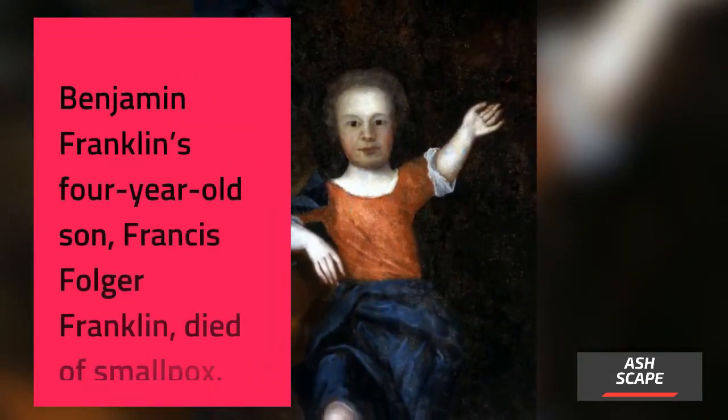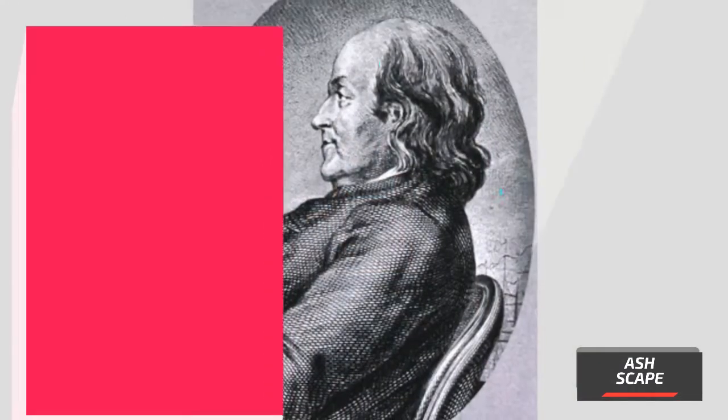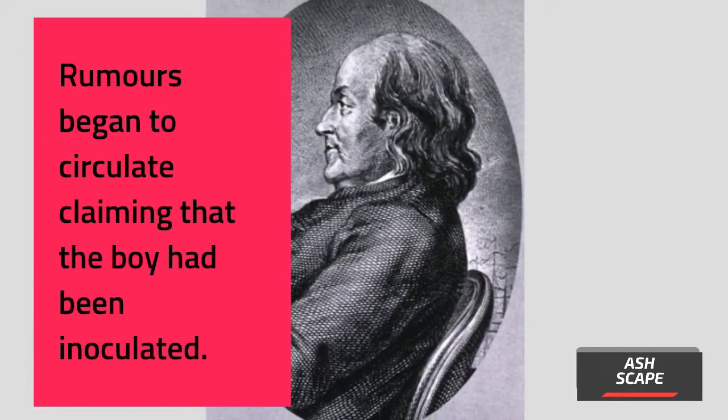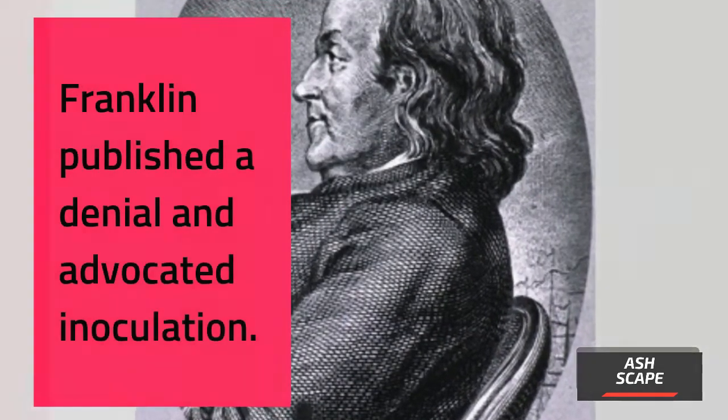Benjamin Franklin's 4-year-old son, Francis Folger Franklin, died of smallpox. Rumors began to circulate claiming that the boy had been inoculated. Franklin published a denial and advocated inoculation.